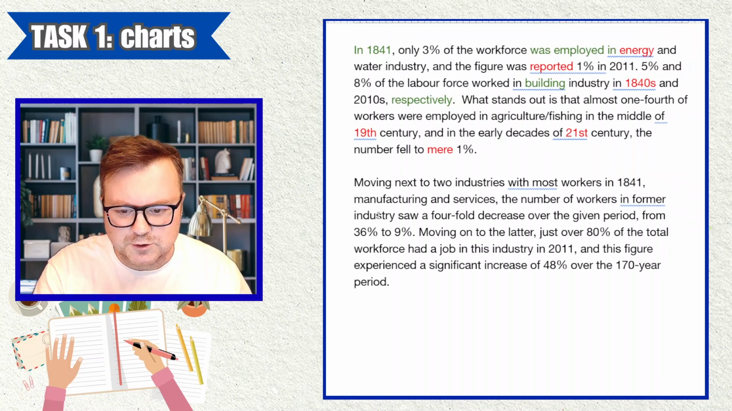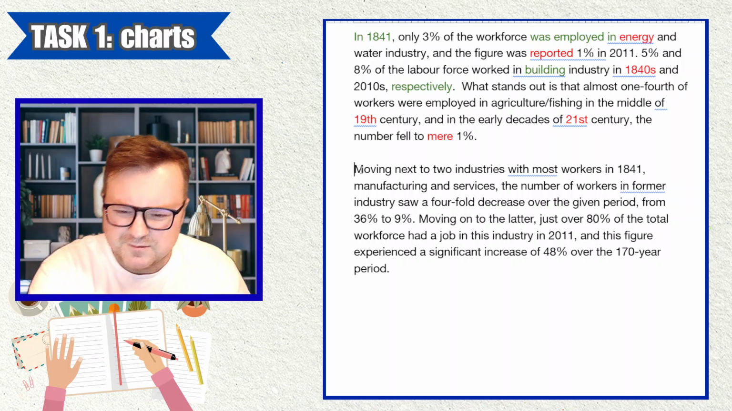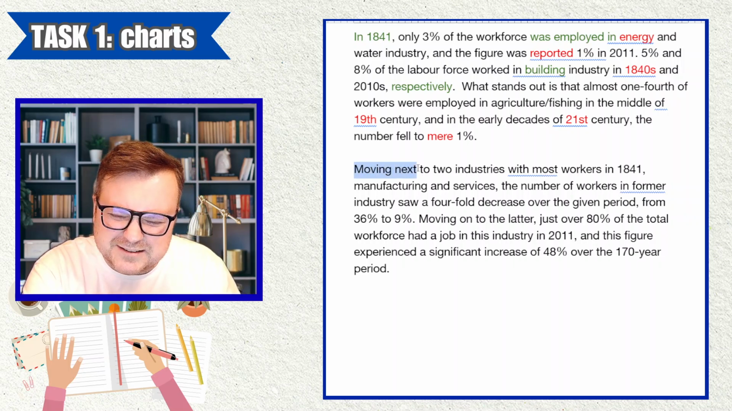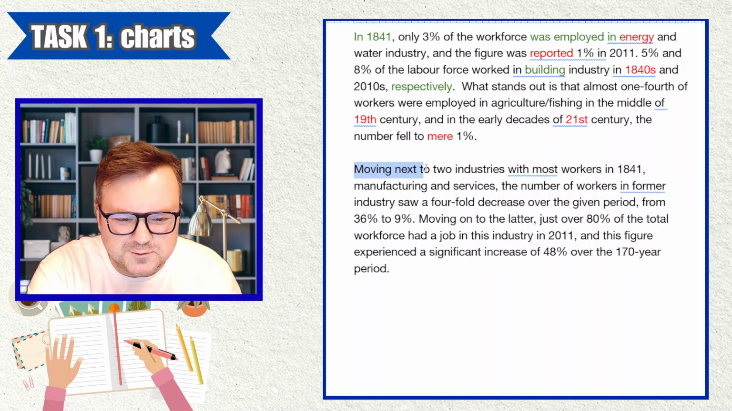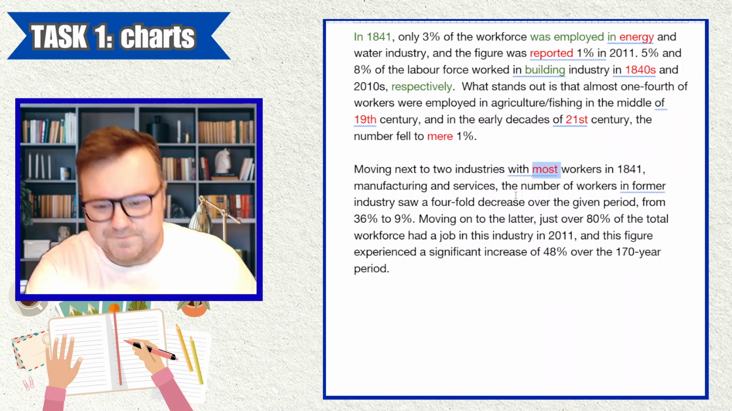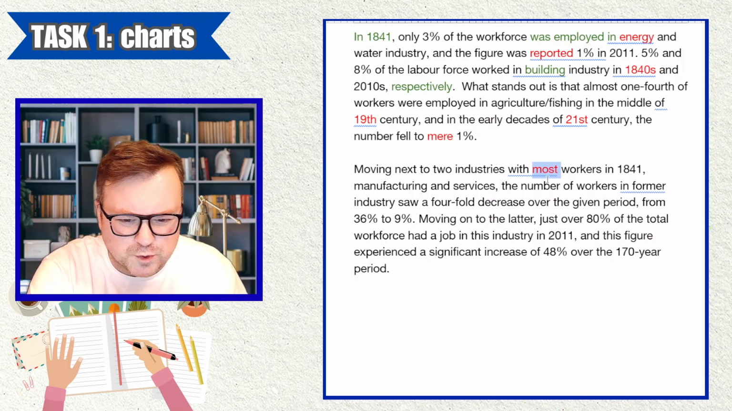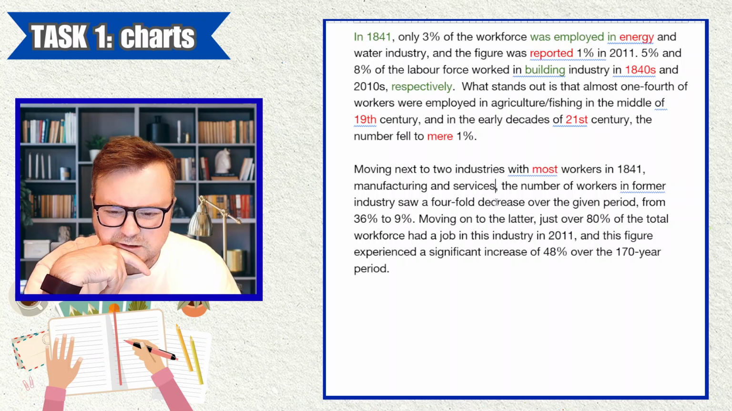Anyway, moving to the next paragraph. Moving next to 2 industries, I don't know, in academic, moving next to 2 industries with most workers. Again, missing the article with the superlative: the most workers, or the highest number of workers. Okay, moving next to 2 industries with the most workers in 1841, manufacturing and services. Maybe false. It's strange. No, it should be a comma.